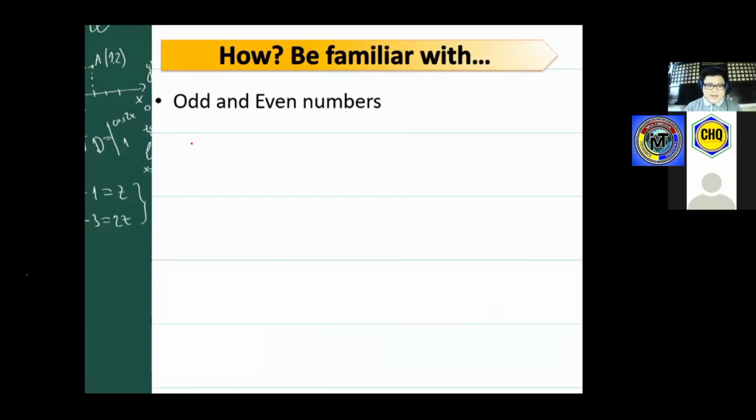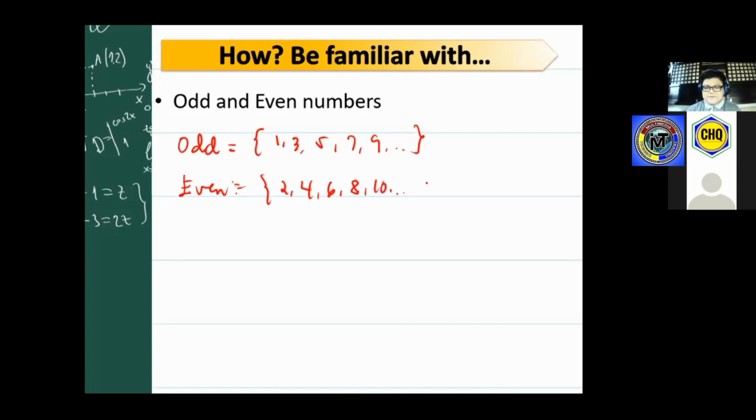Let's recall odd numbers. These are 1, 3, 5, 7, 9, and so on. Ito yung mga numbers na kapag dinivide natin sa 2, laging may sobra. Even numbers, we have 2, 4, 6, 8, 10, and so on and so forth.